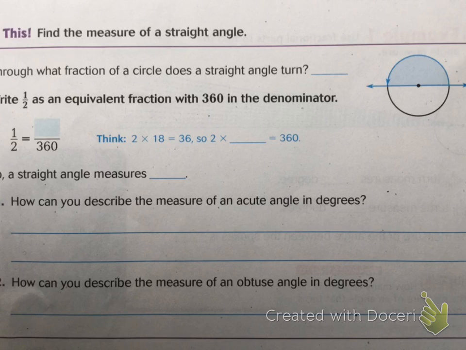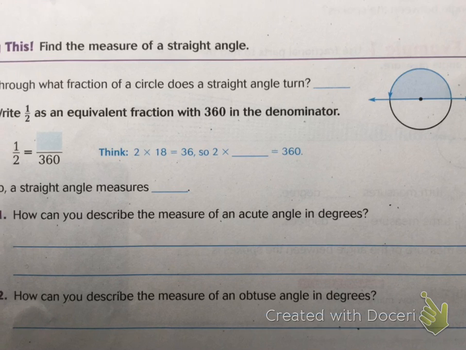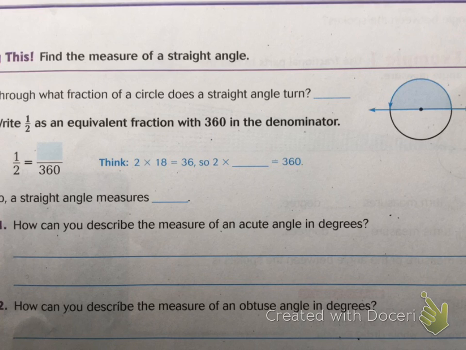I want you to find the measure of a straight angle. Through what fraction of a circle does a straight angle turn? You're absolutely right. A straight angle will run through 1/2 of the circle. So let's write 1/2 as an equivalent fraction with 360 degrees in the denominator. So I write 1/2 equals how many degrees over 360?